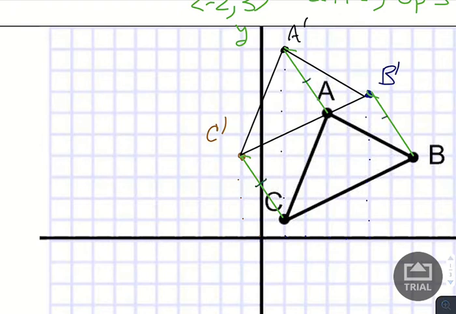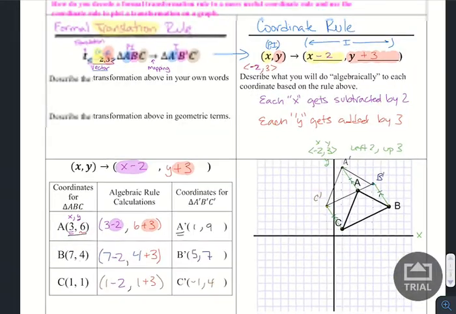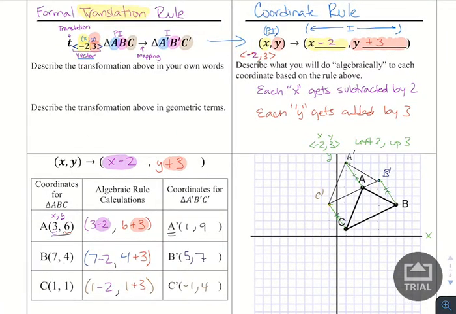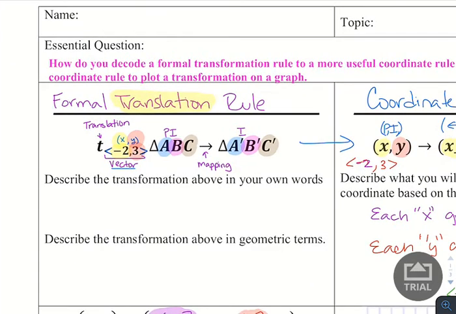And so with a quick review before we move on to the next piece, T for translation, the vector of movement, which is just x comma y because we're moving on a grid, takes a pre-image and maps it to the image. The negative 2 comma 3 directly correlate to x and y values, but it's not a point. Instead, it tells you how to change the x and y values.